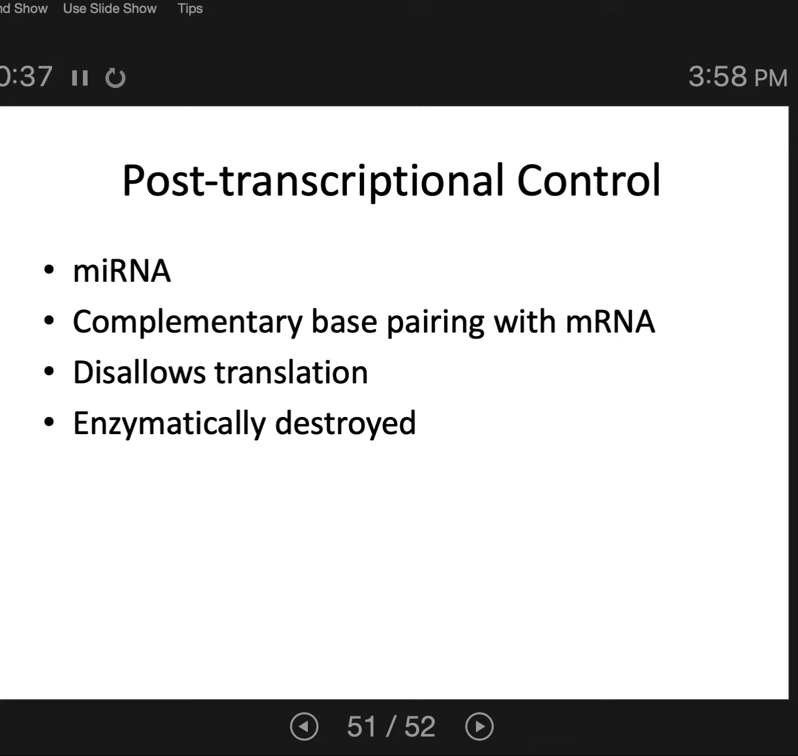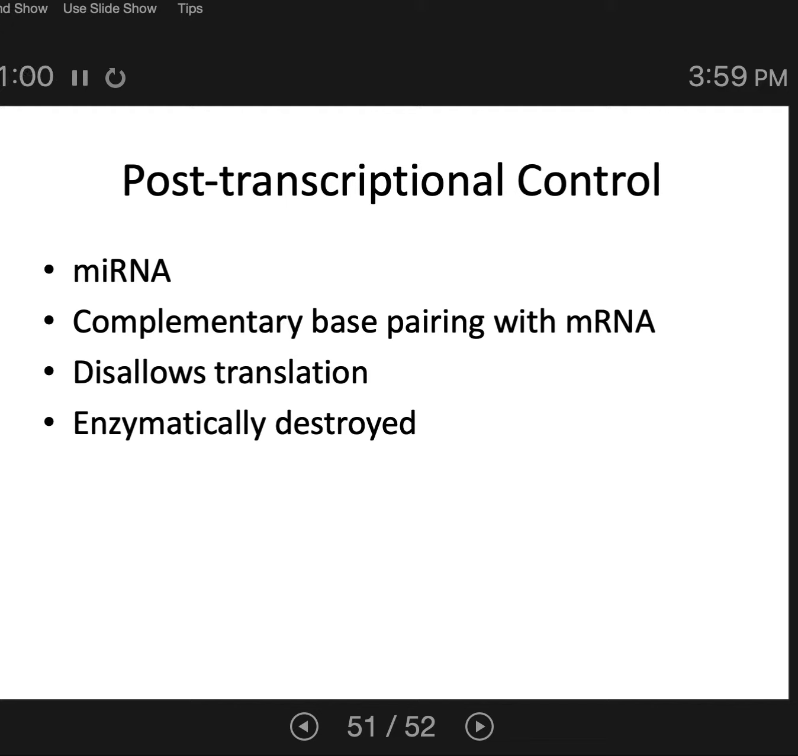And again, if you don't remember transcription and what I mean by that, you need to go back to the transcription and translation videos that I made for those who need to catch up. So operons and epigenetics, that's how bacteria can control gene expression before a messenger RNA transcript is even made.